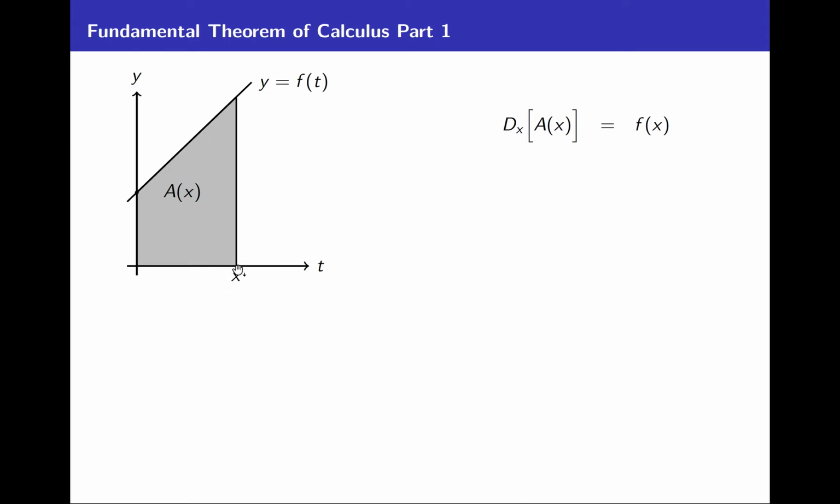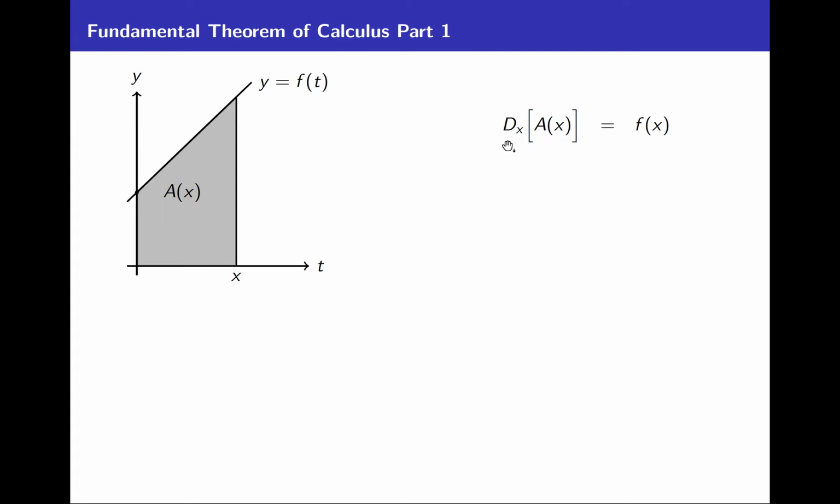The only difference between this picture and the one on the previous slide is that previously this was an x-axis, but since x already stands for the number that's the end of this area, let's call this a t-axis so we avoid any possible confusion. So our function, whereas previously it was y equals f of x, now it's y equals f of t. And the area under the graph of f of t between 0 and x, whatever x is, is A of x.